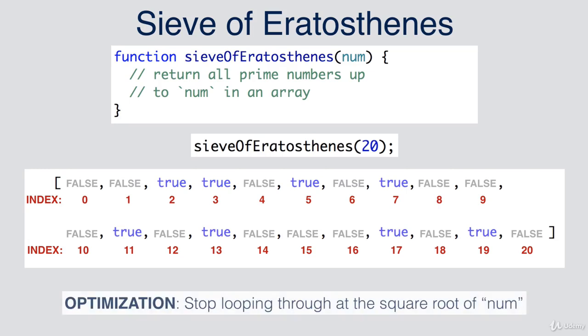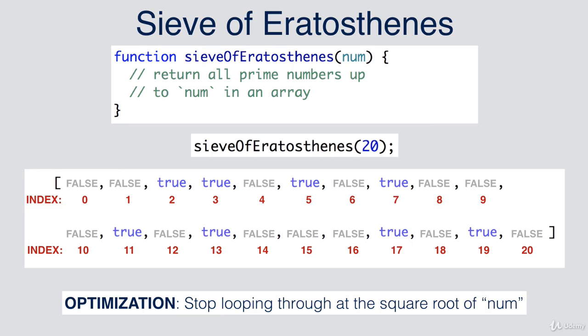There is one optimization that we can make though. Instead of looping through all of the numbers in our array and marking their multiples as false, we can stop looping through at the square root of n, or in this case, the square root of 20, which is about 4.4. We can stop our loop at the square root of n because all non-prime numbers after the square root of n will be marked as false by the time we get to the square root of n. So there is no point in continuing our loop.